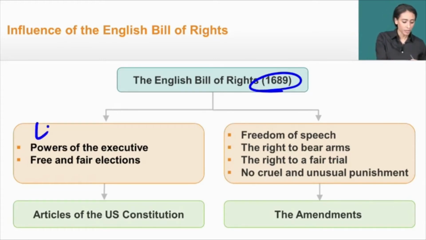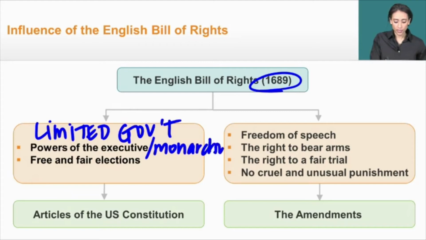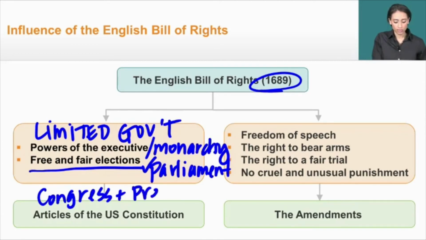The limited power of government that we see introduced by the English Bill of Rights in the form of limiting the power of the executive, or in England's case, the monarchy, by providing a certain amount of power to Parliament. Parliament is an elected body. So these free and fair elections of Parliament to balance the power of the monarchy are going to influence the way we balance that power between Congress and the President in our Constitution.